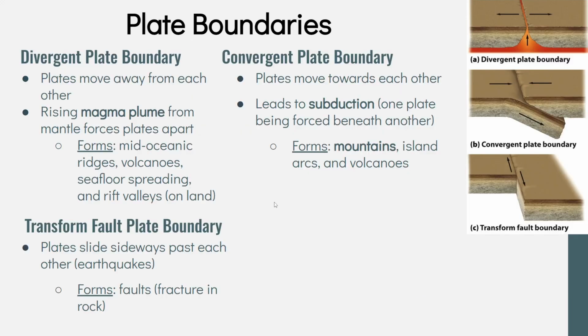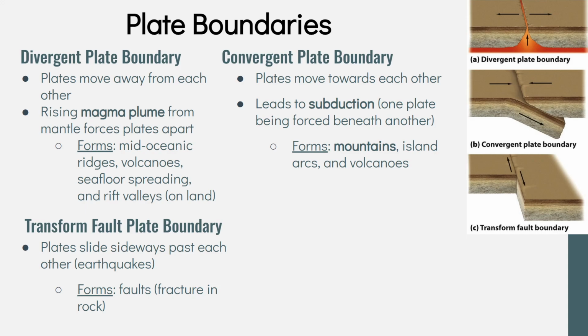So let's talk about the three different types of plate boundaries. The first type of plate boundary is a divergent plate boundary. This is where plates are moving away from each other, and they're doing this because of heated magma from the mantle that's rising up towards the surface and pushing the plates apart. This is going to form mid-oceanic ridges, which you can think of as underground mountain ranges. It is also going to form volcanoes, seafloor spreading, and on land it can form something called a rift valley.